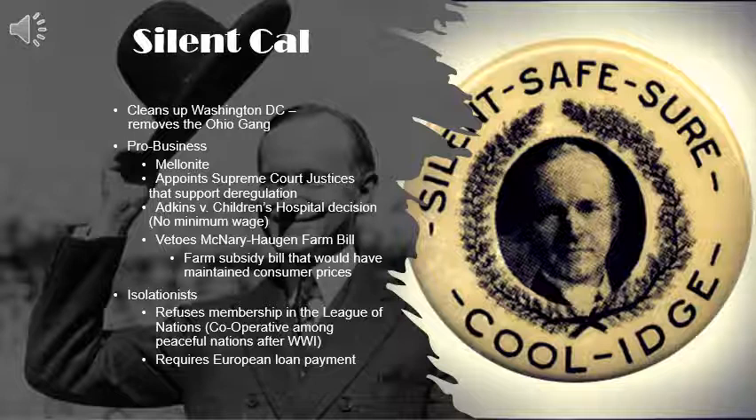President Coolidge also vetoed the McNary-Haugen Farm Bill, which was a farm subsidy bill that would have maintained consumer prices and given government funds to farmers to maintain their payroll and maintain production. President Coolidge continued the policy of isolationism, refusing membership in the League of Nations, and required the European loan payments be made in full from the countries that the United States aided during World War I.